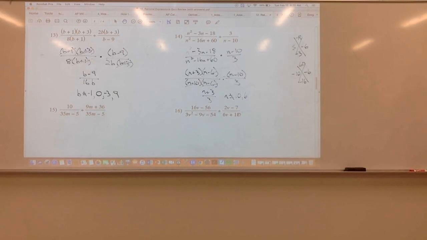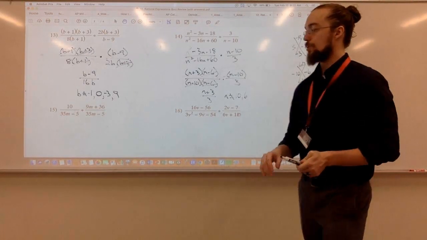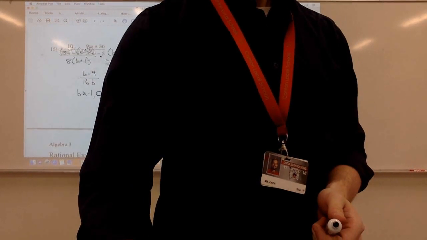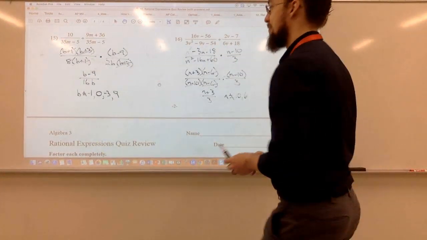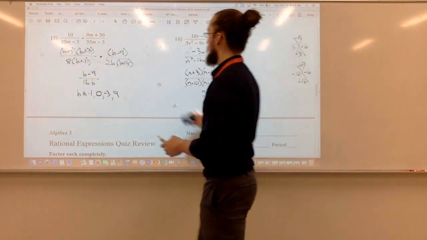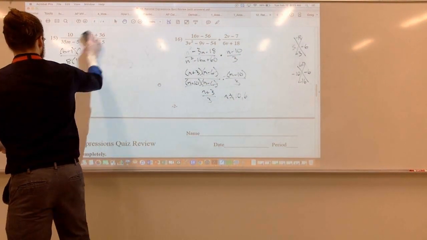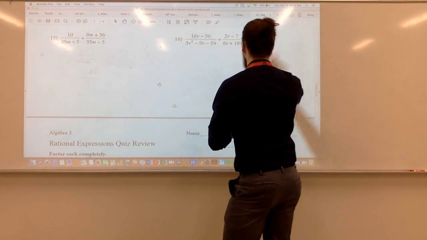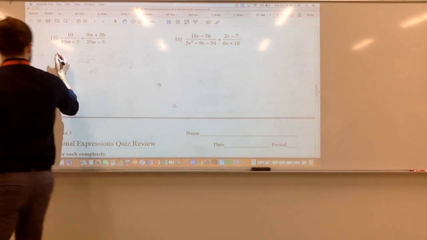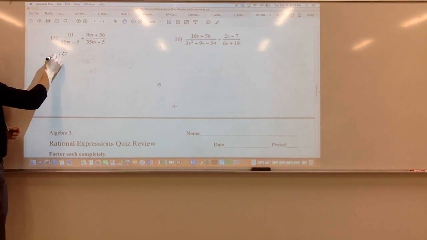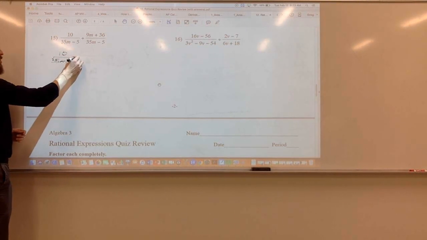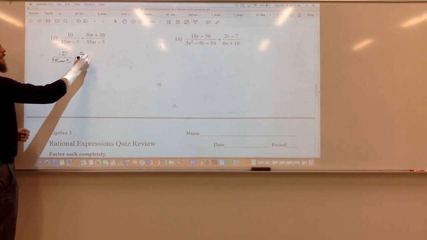Questions on that? Alright, I think we've got time for one more. Probably not both of them. We'll do one of them here. Alright, let's take a look at 15. So on this one, again, first step is to rewrite it as a multiplication problem. So that means first fraction stays the same. Second fraction, I flip.